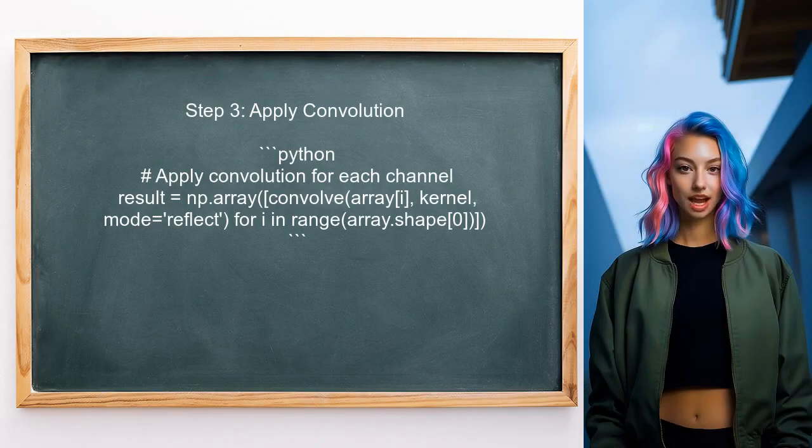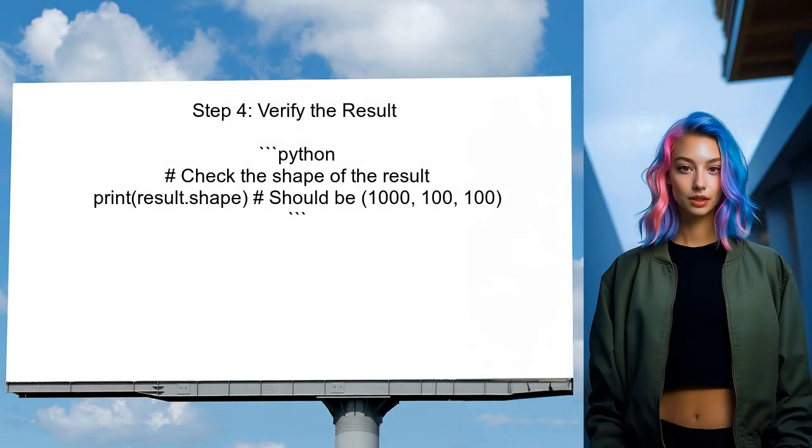Now, the user can apply the convolution operation across all channels without using a loop. This can be achieved by using the convolve function with the mode parameter set to reflect. Finally, the user should check the shape of the result to ensure that the convolution has been applied correctly to each channel.